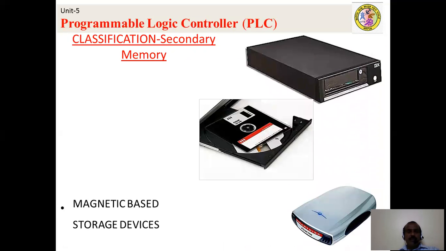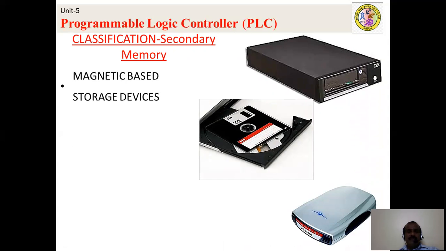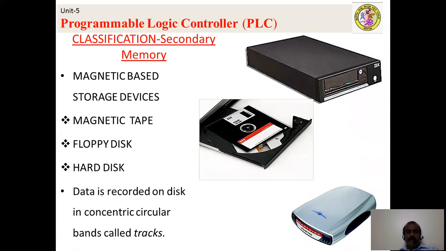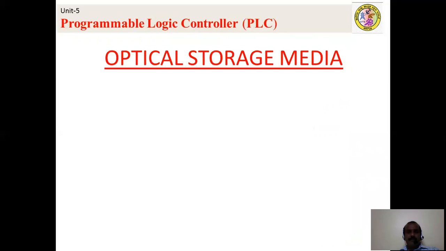Classification of secondary memory. It is classified as magnetic based storage devices: magnetic tape, floppy disks, hard disks. Data is recorded on a disk in concentric circular bands called tracks.